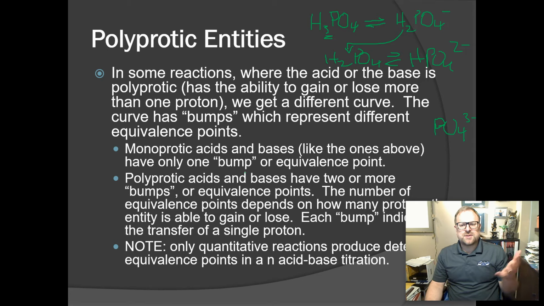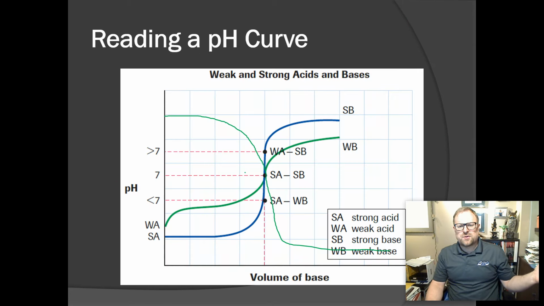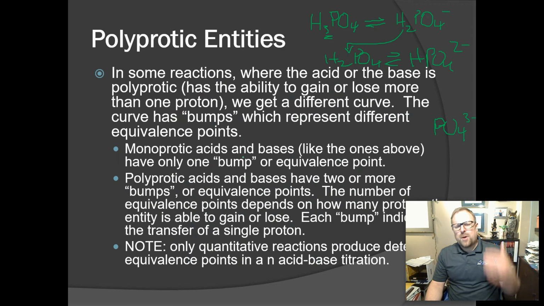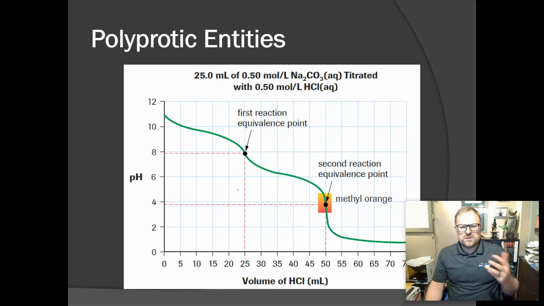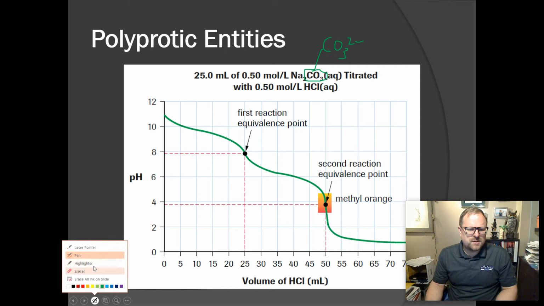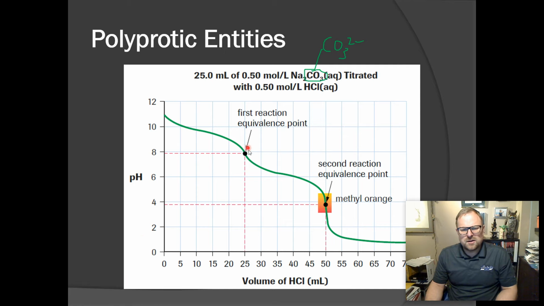Monoprotic acids and bases, like the ones we've seen in the previous graphs, will only have 1 equivalence point on them, okay? But polyprotic have more than 1 equivalence point. And so here's a good example. This is sodium carbonate, carbonate being a polyprotic base, right? It's CO3 2 minus, right? And there's 2 bumps on this graph. You can see that there is an equivalence point here and an equivalence point here.